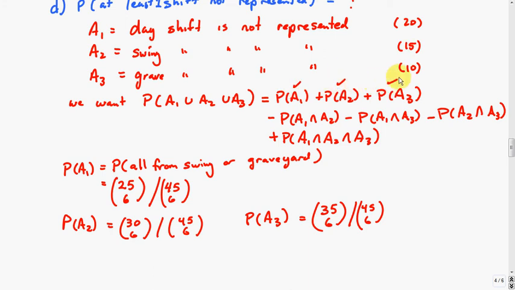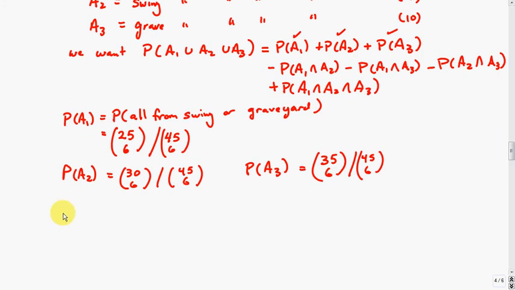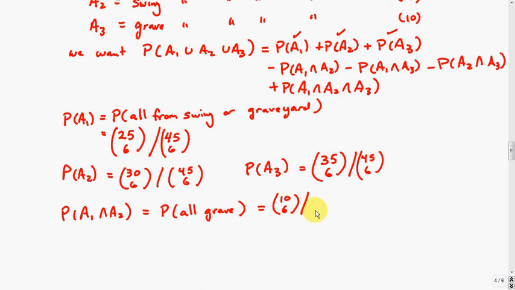Now we have to move on to the second row and figure out the probabilities of those intersections. So we're interested in the probability of A1 and A2. And A1 and A2 is that the day shift is not represented and the swing shift is not represented. So that means that's the probability that everybody is from the graveyard shift. And we figured that out before. Probability of everybody from the graveyard shift is 10 choose 6 over that same expression, 45 choose 6, the total number of ways. And similarly, we can get the other guys.